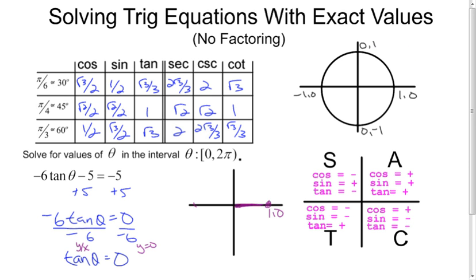But then I know that -1, 0 will also be a place that has a y value of 0. And then I record both those values, 0 and pi. They are my answers for theta.